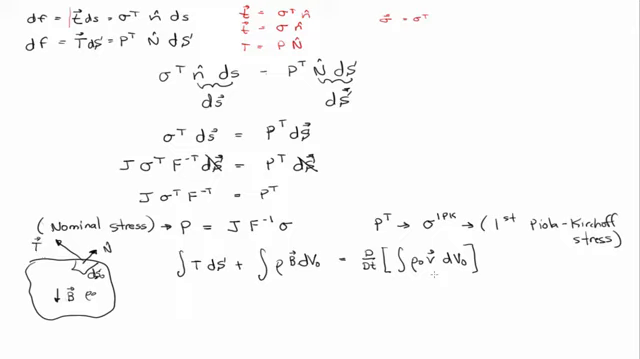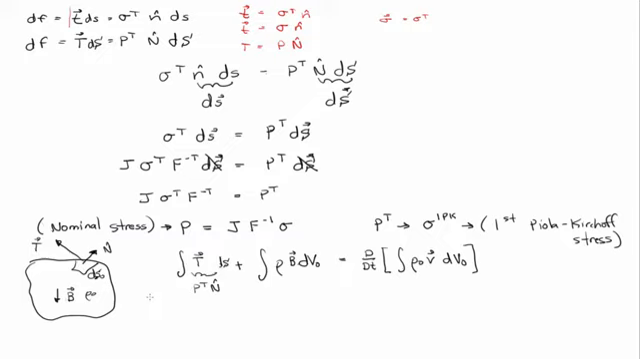Let's use the divergence theorem on this. Oh, I should have a normal vector there. So, T dS, which we have an equation for. So this is P transpose N. And then we can use the divergence theorem.